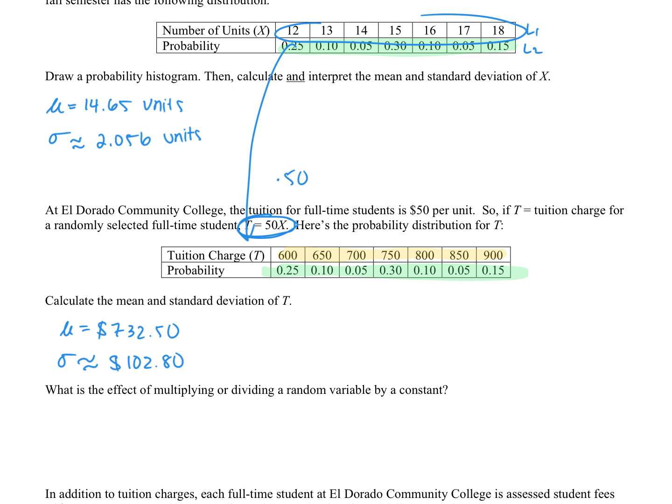If you notice, if we take our answer from the beginning and we multiply by 50, that's how we get the new mean. If we took the standard deviation and we multiplied by 50, that's how we get the new standard deviation. So what does that tell us? If we multiply or divide by a constant, by a number, that will affect the mean and the standard deviation. Does it affect the shape though? No, it looks exactly the same.